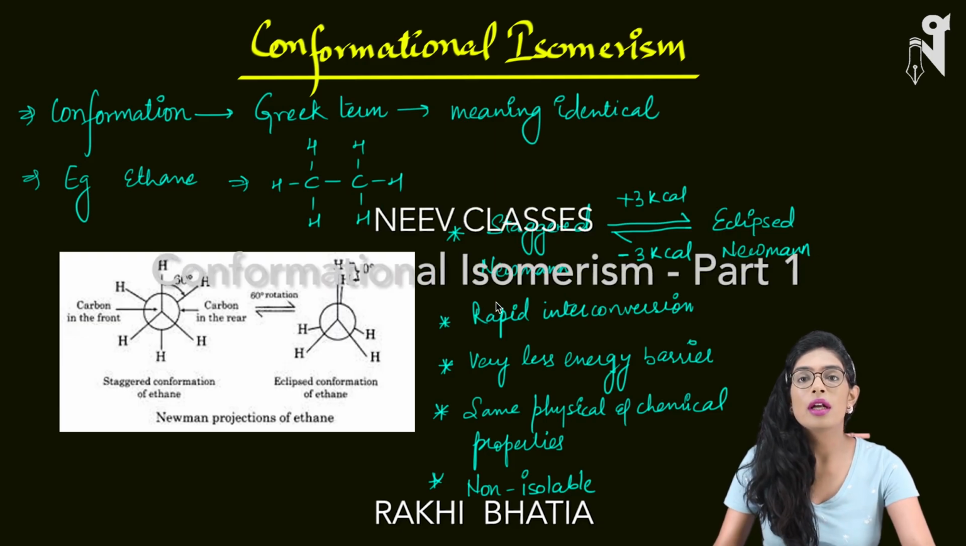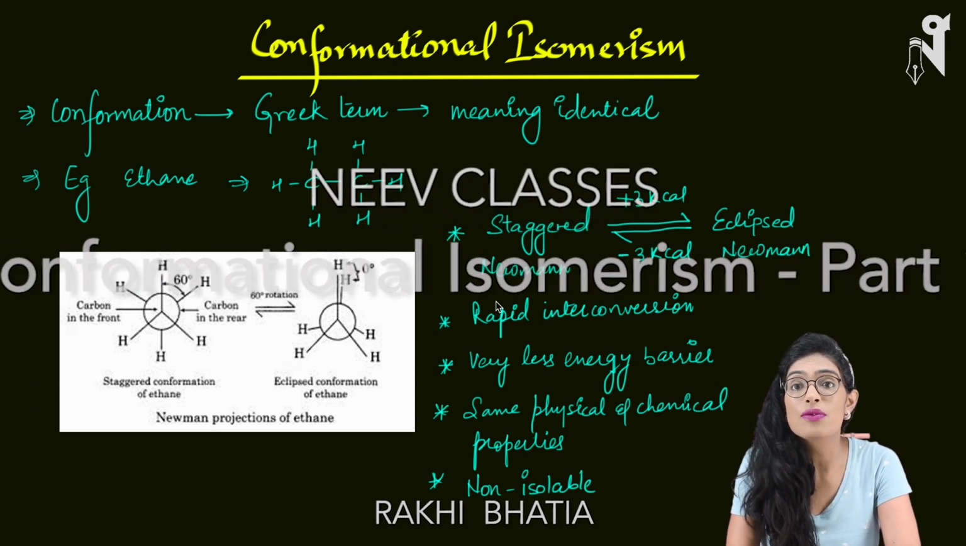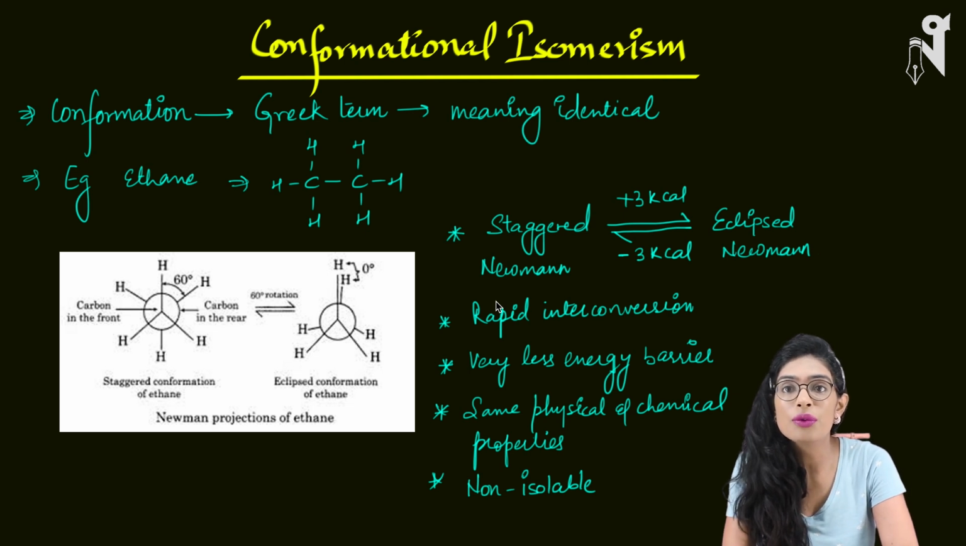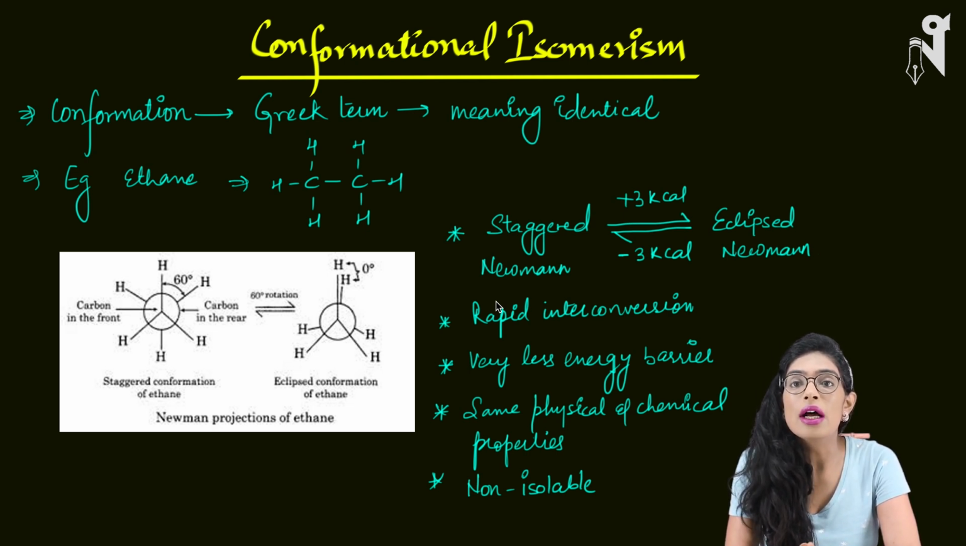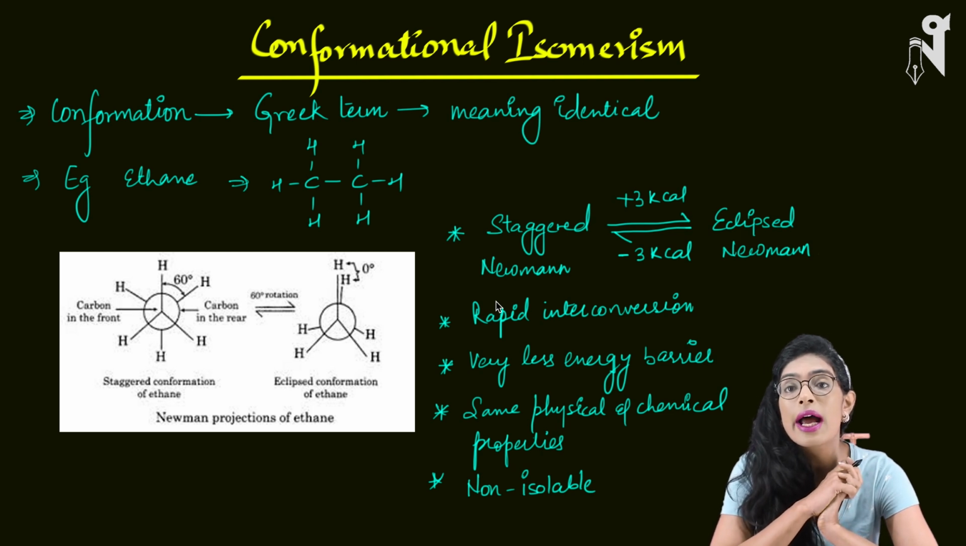Hello everyone, so we are done with optical isomerism and now we are starting the third and the last type of stereoisomerism, and that is conformational isomers or conformational isomerism. Now when we are starting conformational isomers, there are a few things which you need to understand before we go in the depth of the topic.